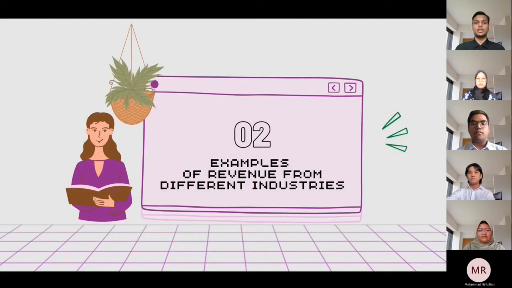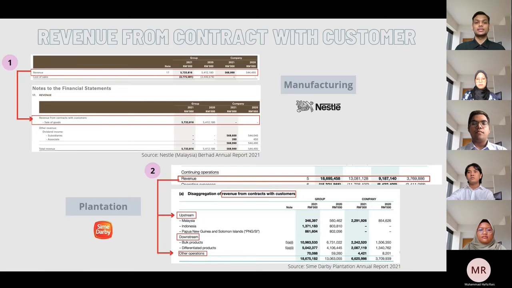Hi everyone, today I will present and explain about the examples of revenue from various industries. Next, there are several industries that we took as an example to show revenue from contract with customers. First and foremost, for the manufacturing industry, we select Nestle Malaysia Sdn Berhad as a sample to show how the revenue from contract with customers had been presented.